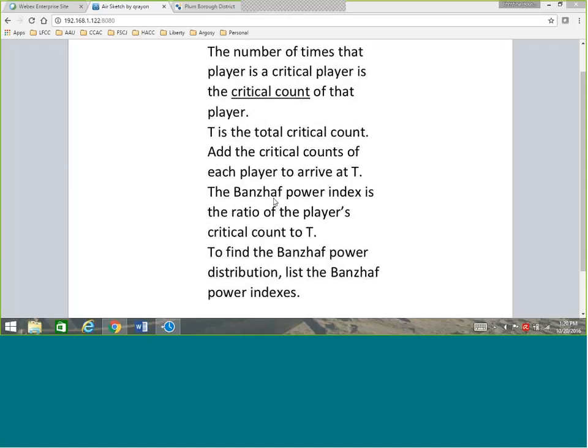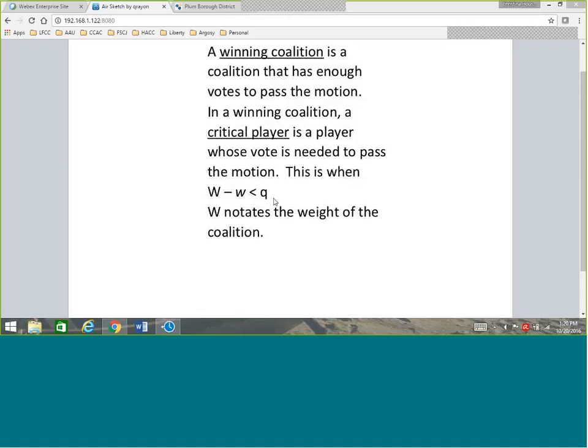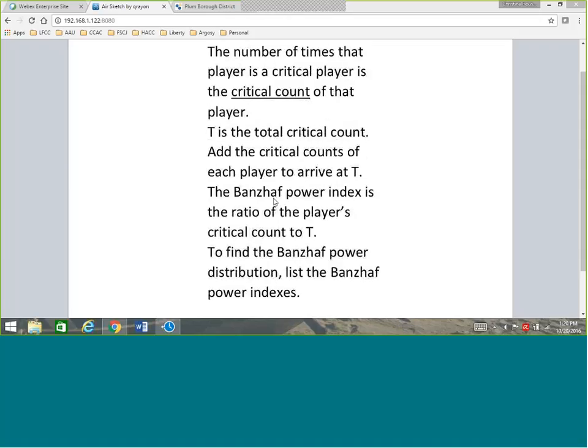Now, once you have, let me go back to this. When you determine who the critical players are, it's a good idea to just underline them, because then you can keep track of who are the critical players in which coalitions. And it's possible to have more than one critical player in a coalition. So just because you found a critical player in a coalition doesn't mean you stop there. You still have to look at the rest of the players. And it's a good idea to underline who the critical players are so you can keep track, because you have to find each player's critical counts.